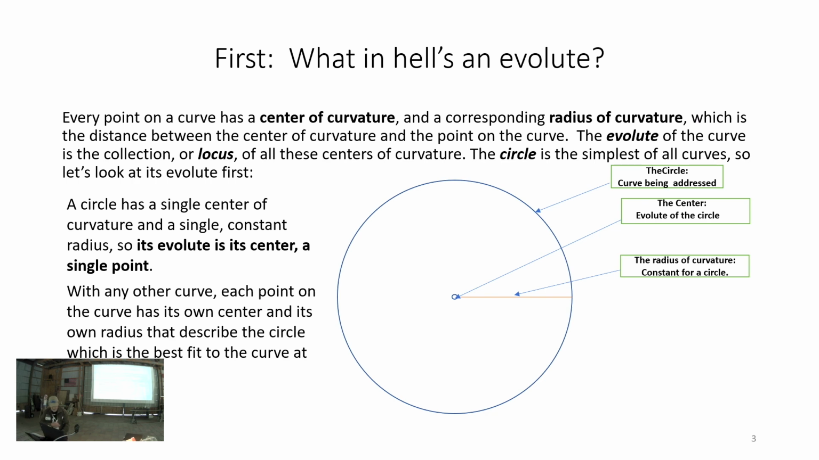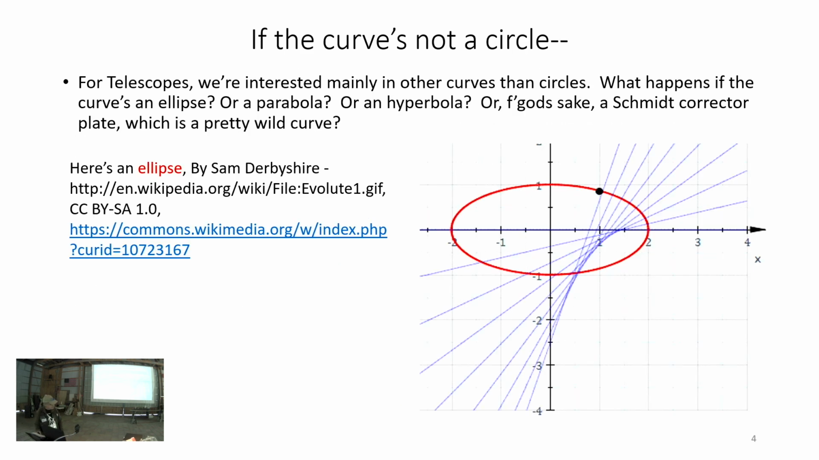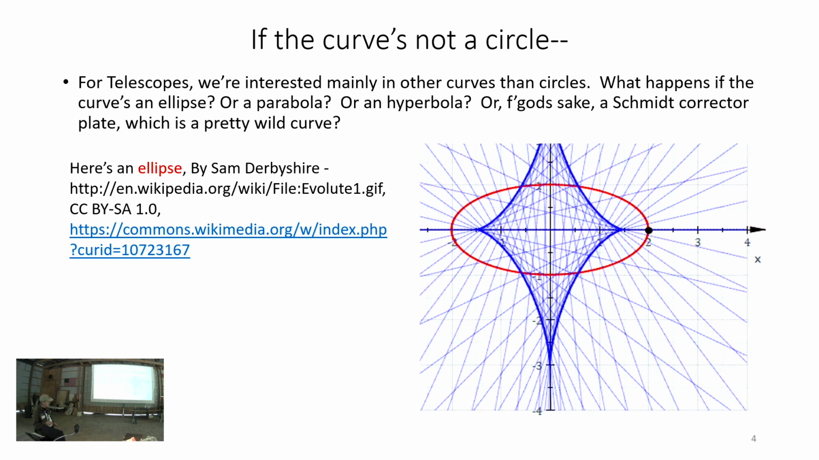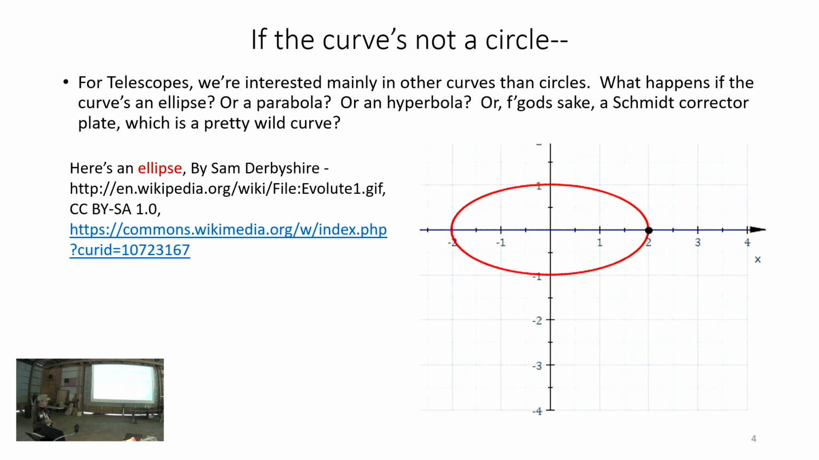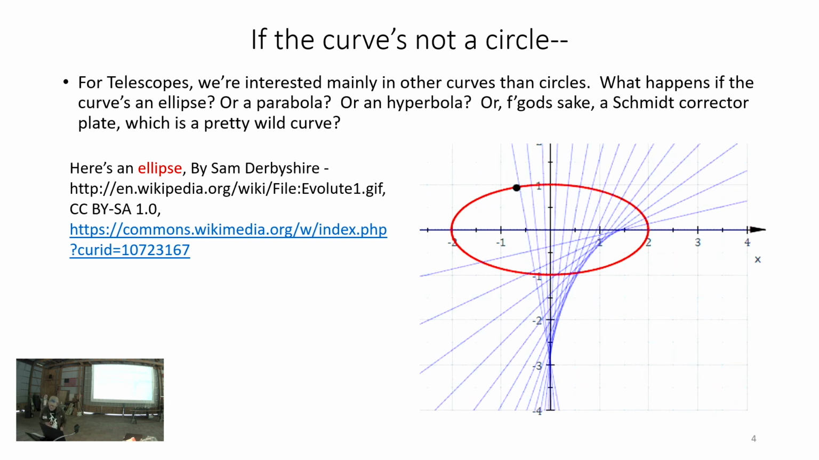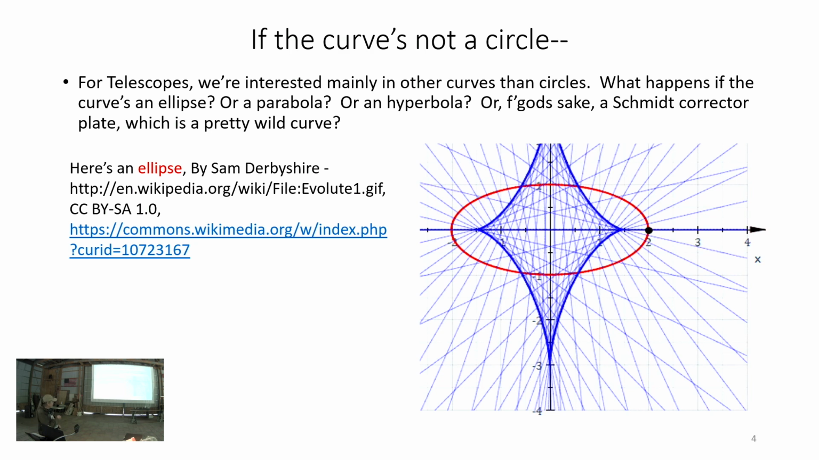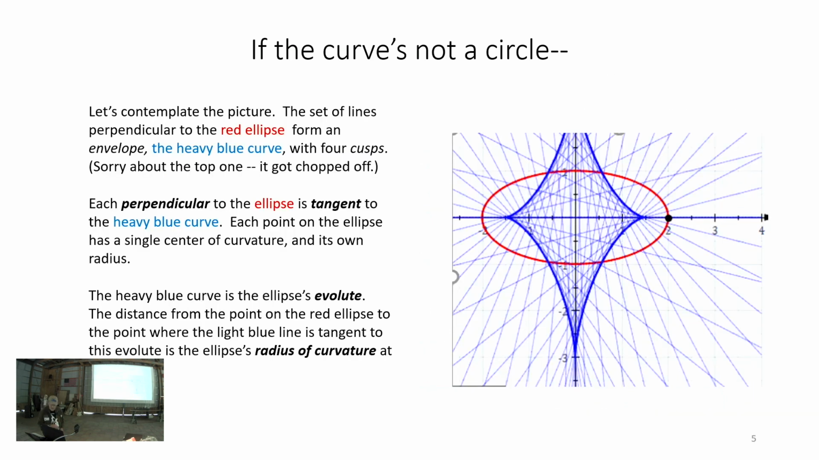So what if the curve's not a circle? Well, here's an ellipse. And you can watch the perpendiculars to the curve repeat all the way around. Let's go on to the next slide, and this tells you where to find this thing on the web.